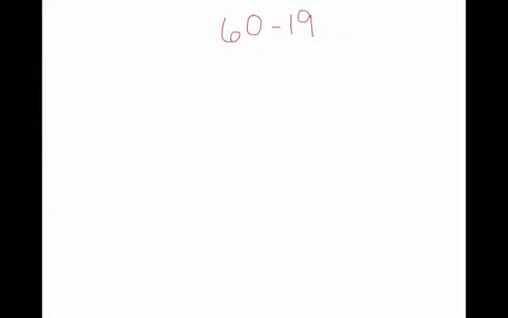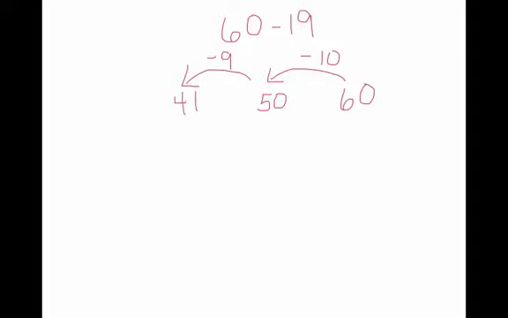All right, so let's take a look at the problem 60 minus 19. Now, you could decompose 19 any way you want. Some kids might think of it as 60 minus 10, very much a place value strategy, is 50. And then they might subtract 9. 50 minus 9, 9 and 1 is 10, so 41 and 9 is 50.